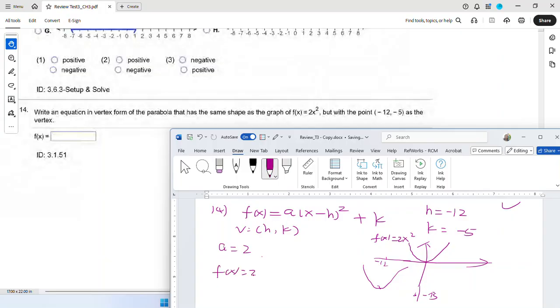Okay, so this one will be 2 times x minus h. H is negative, so minus a negative will be plus. Okay, and then plus k. K here is negative, so it's minus 5. So this is your final equation for this graph, but with this vertex. All right, so one thing is you do need to know the vertex form for the quadratic, right? The vertex form a times x minus h squared plus k. And you don't have to get rid of the parentheses because this is exactly in vertex form.